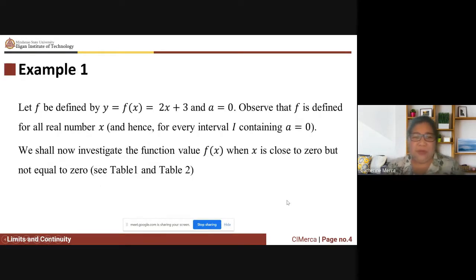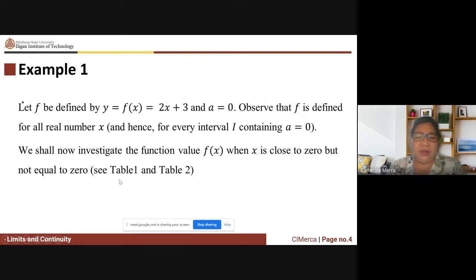Okay, so roughly we say that f of x gets close to L as x gets close to a. So for example, we have the function f of x equals x plus 3 and say a equals 0. When you say for every interval I containing a equal to 0, you can now investigate the function value of f of x when x is close to 0. So not necessarily x equal to 0, but close to 0.